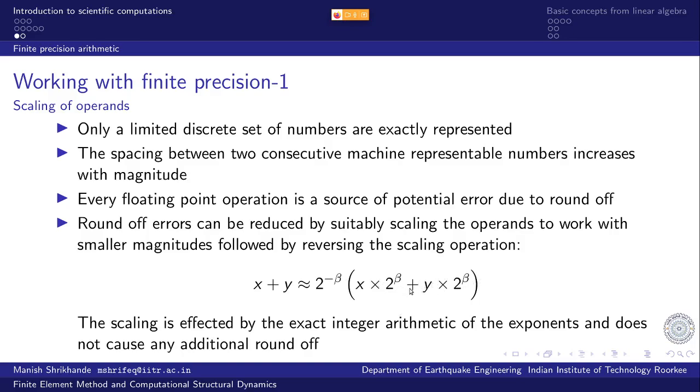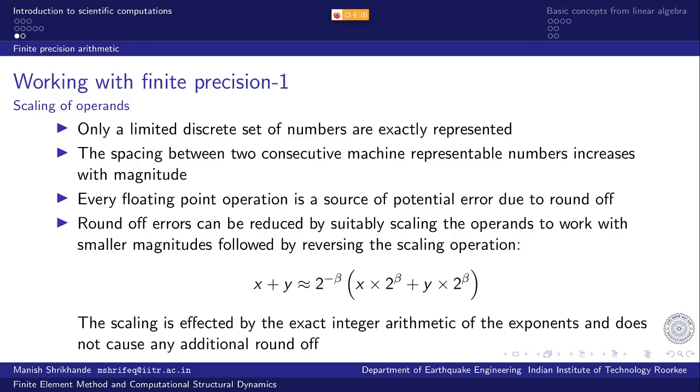And when I compute this result, I negate this scaling operation. This is again going to be implemented only by integer addition of the exponent field. That is, this scaling is effected by the exact integer arithmetic of the exponents and does not cause any additional round off. So this is the answer to the question that Sunil raised a little while back: how do we counter this large round off error in our computation?